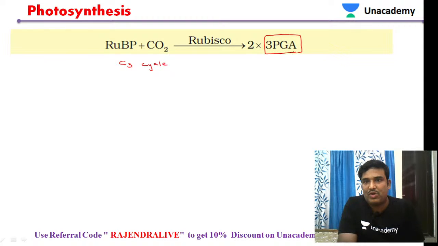That is the name of the enzyme, called Rubisco. But during the process of photorespiration, what happens? Let us see in photorespiration.